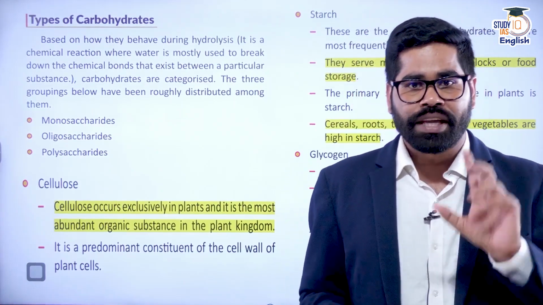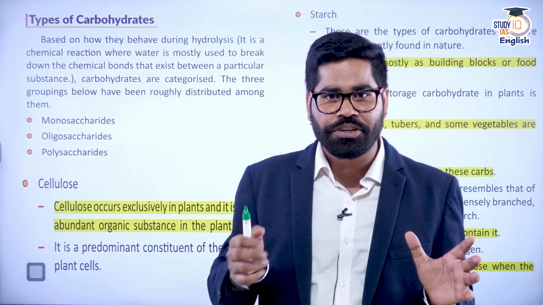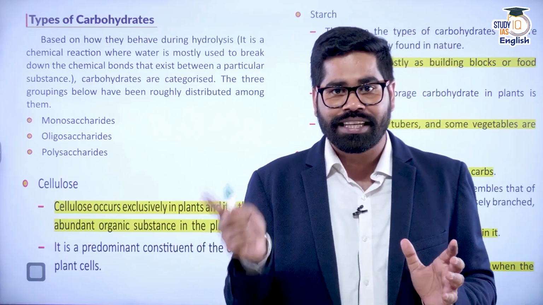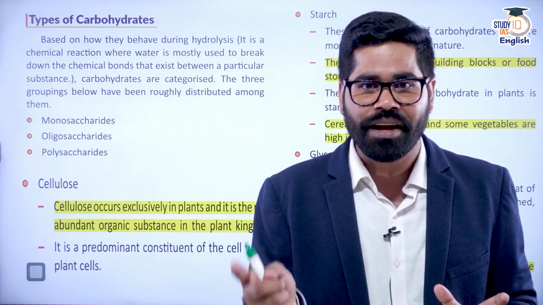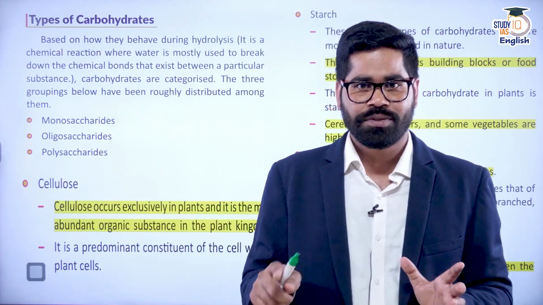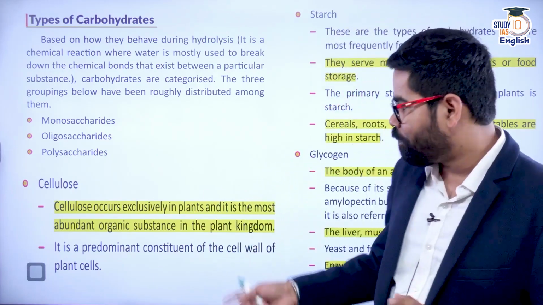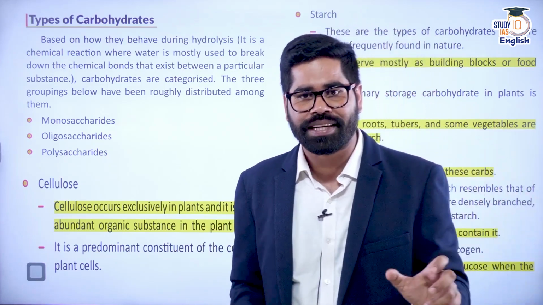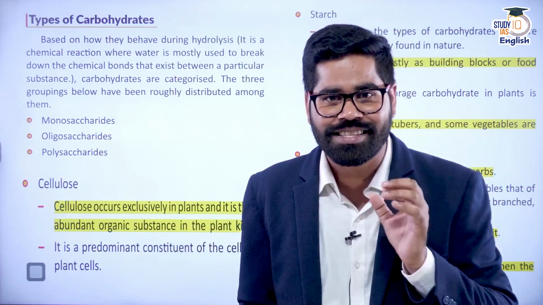Even in the last video, we talked about the plant cell. There I told you that the plant cell is also made up of cellulose. That is also one important part. The plant cell has one predominant constituent, which is again cellulose.